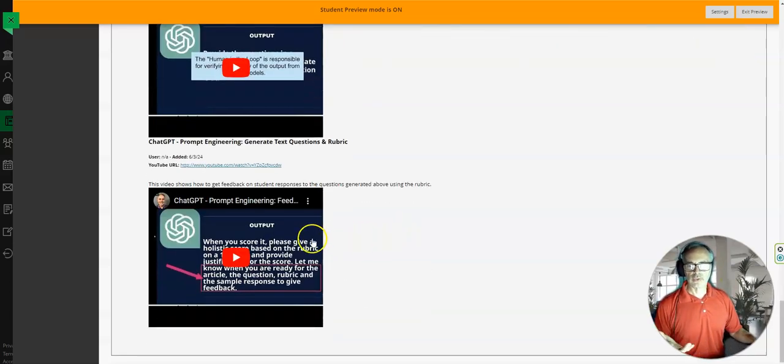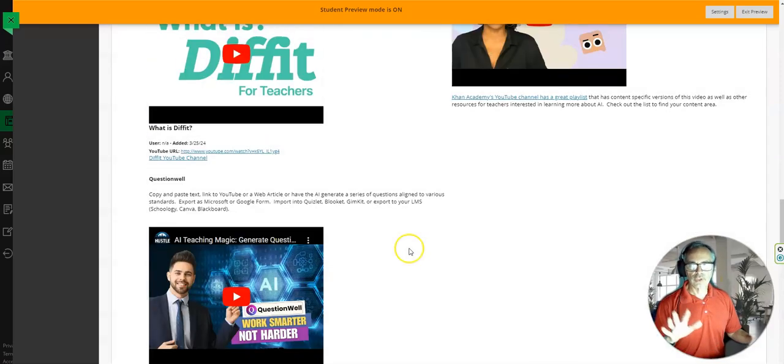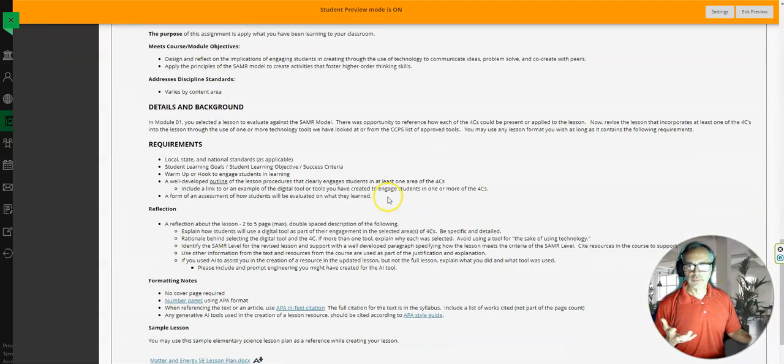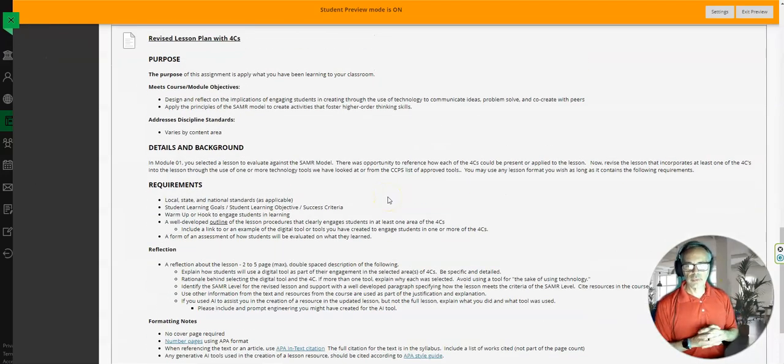And then the next one is how to use that rubric to get feedback about the student responses as well as give it a holistic score. So that's our AI digital toolbox for there. And then finally, the last part of the course is our revised lesson plan.